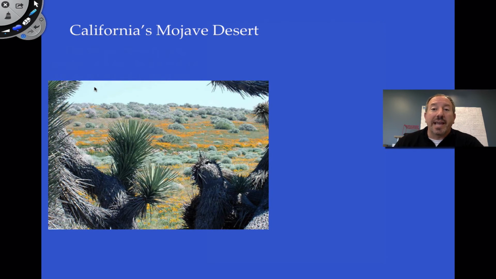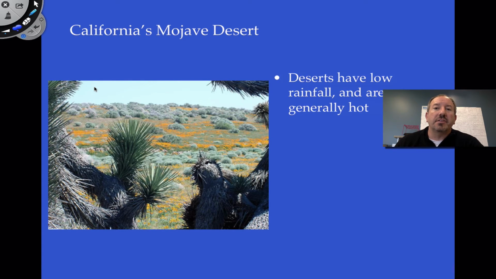And so, desert. We even have desert in California. We have the Mojave Desert. The desert is characterized not necessarily by temperature, but by low rainfall. Generally, they're hot. But the fact that they're removed from the ocean means that their temperature can fluctuate. So it can get kind of cold at night, brutally hot in the day.